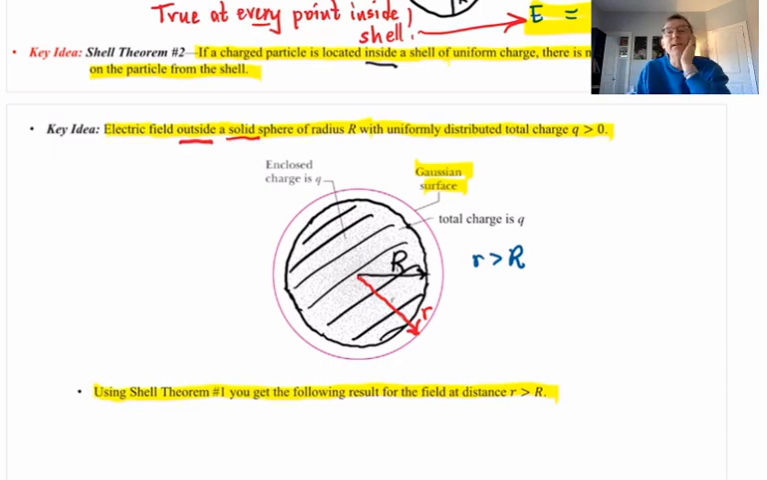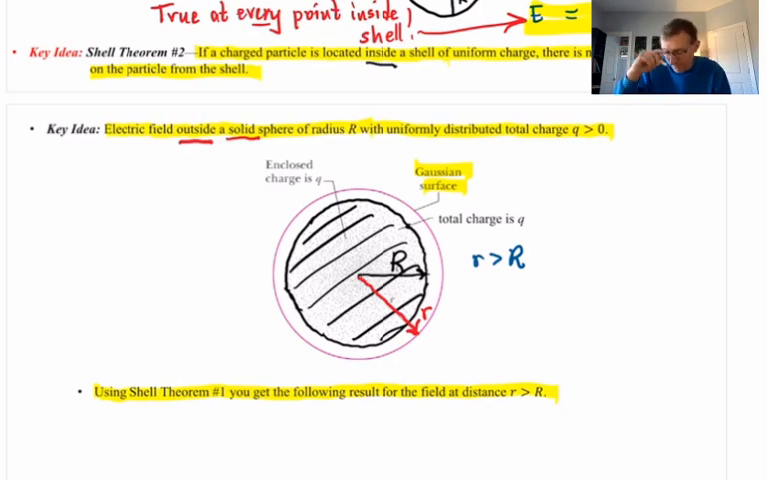So I'm going to explain to you how you can use shell theorem number 1 to do it. Remember, shell theorem number 1 says that if you have a spherical shell of a certain radius and a certain total amount of charge, and you're at an outside point from the shell, then to find the electric field at that outside point, you can just collapse the shell to a point at the shell's center with the total charge of the shell. So here's what you do.